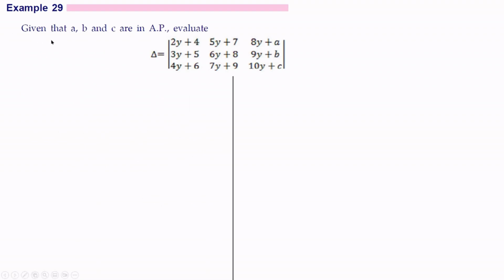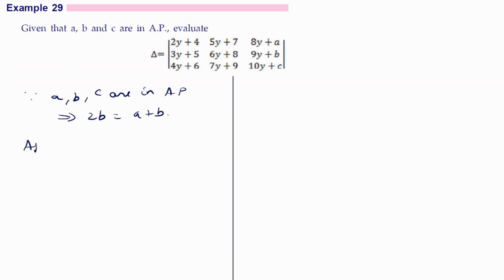Next question, given that A, B, C are in arithmetic progression, evaluate delta is equal to this determinant. So here it is given A, B and C are in arithmetic progression. So if A, B, C are in arithmetic progression, we can write 2B equal to A plus C.